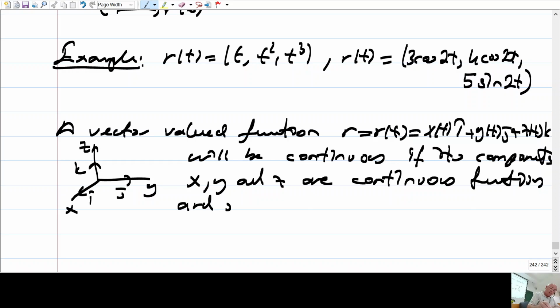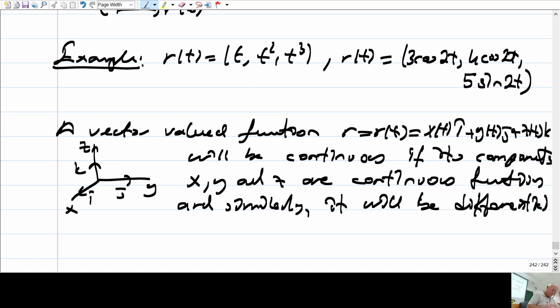And similarly, it will be differentiable if its components are differentiable.